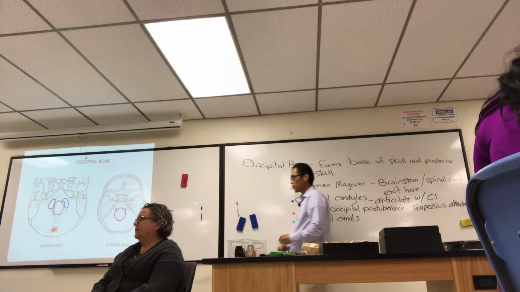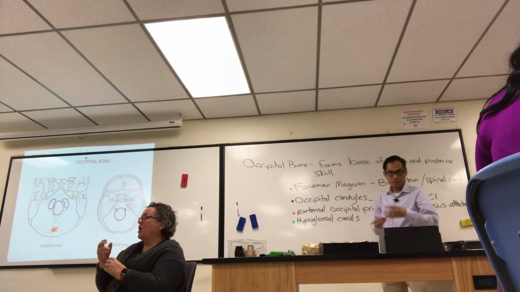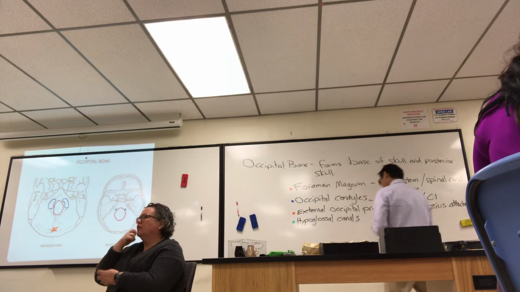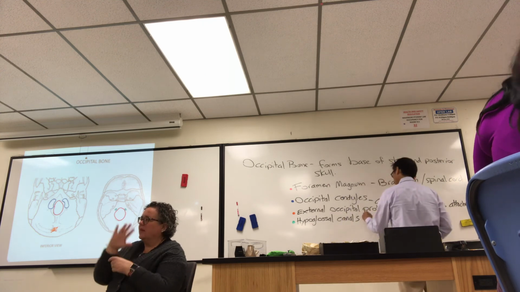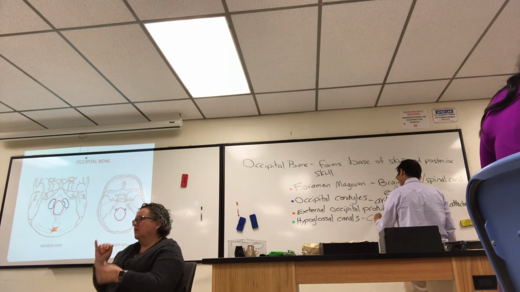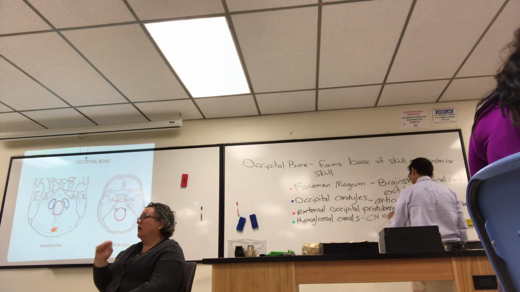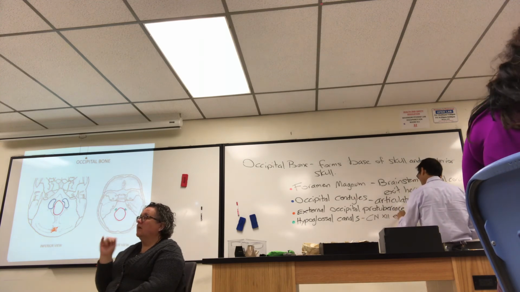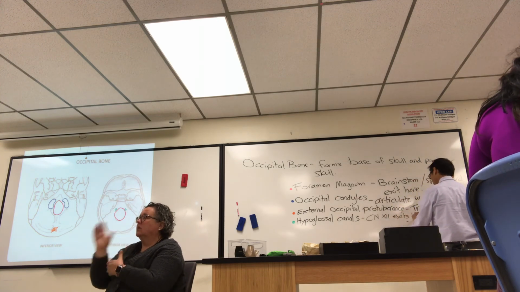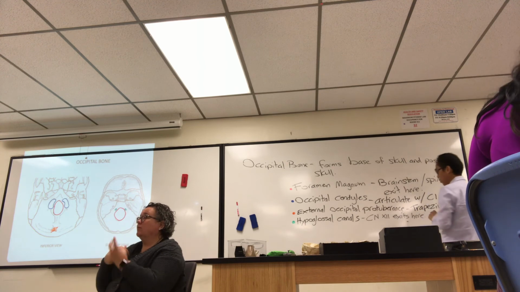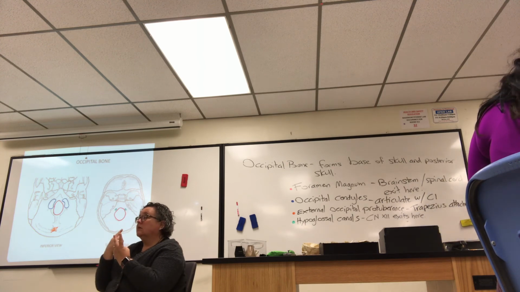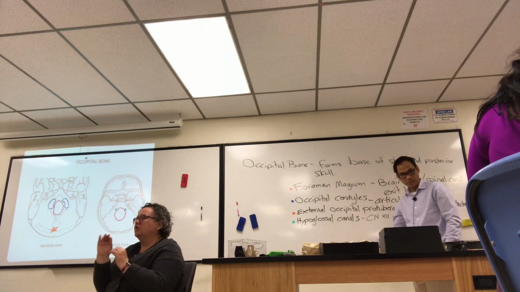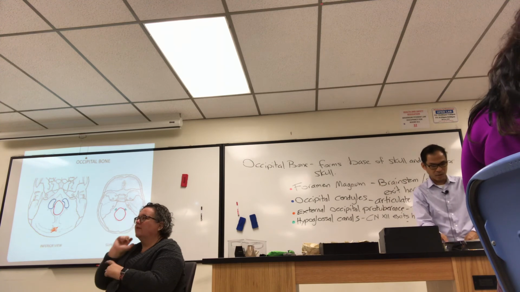They transmit a nerve called, well, it's cranial nerve 12. When we get to the cranial nerves, you'll see that. CN, cranial nerve 12, XII, exits here. So you got two of them. Cranial nerves are paired. I'll teach the function of the cranial nerve later. Just for now, know that they exit the hypoglossal canal.